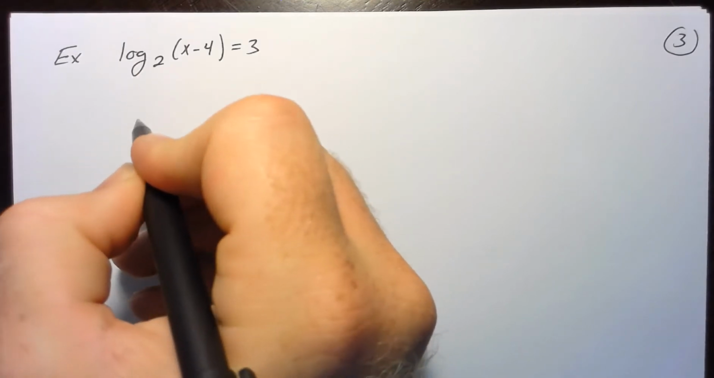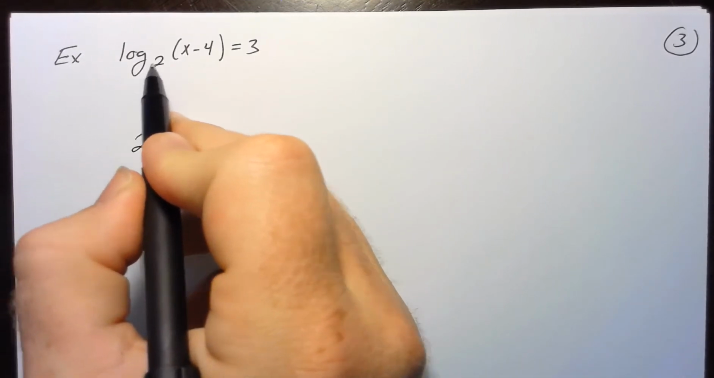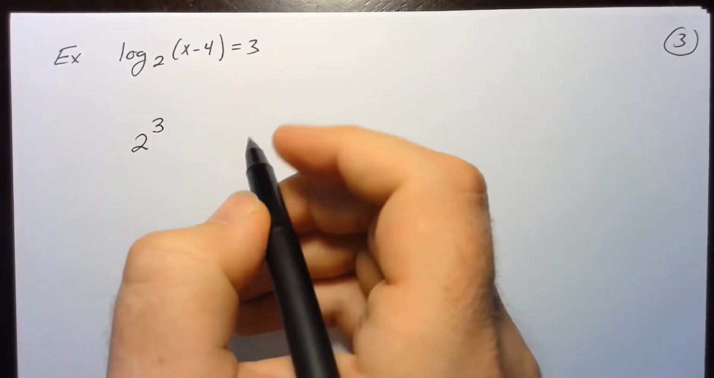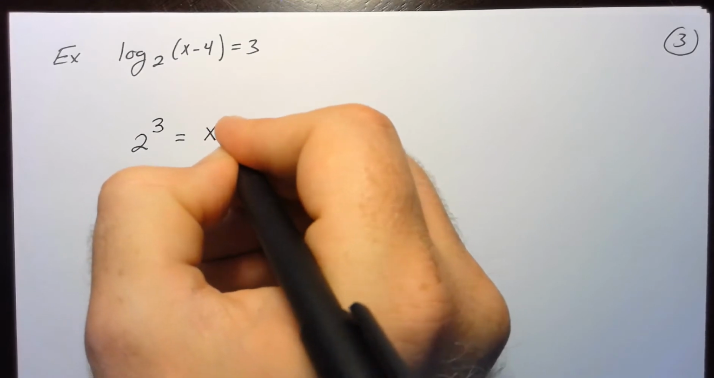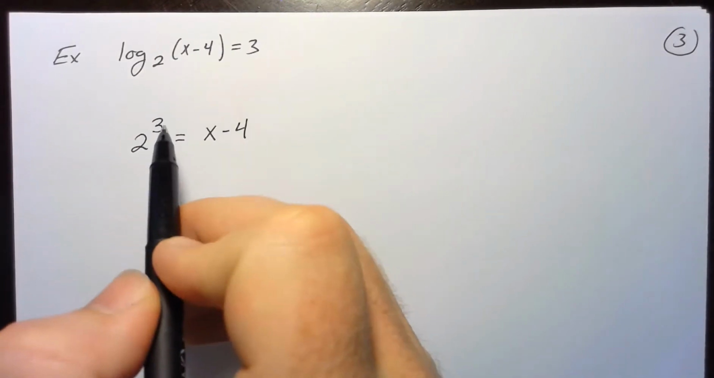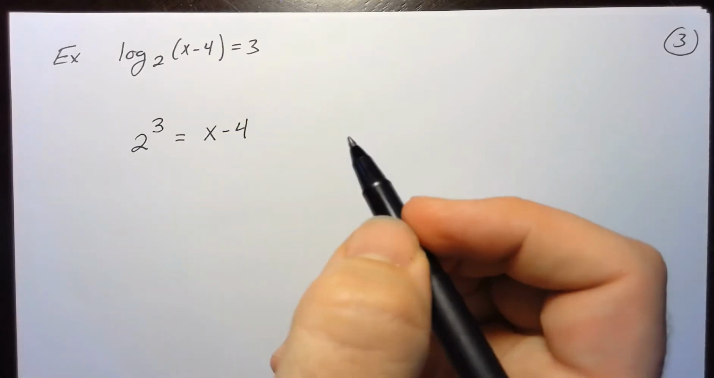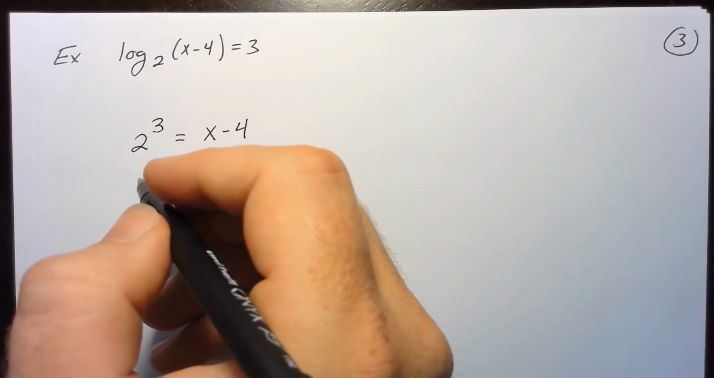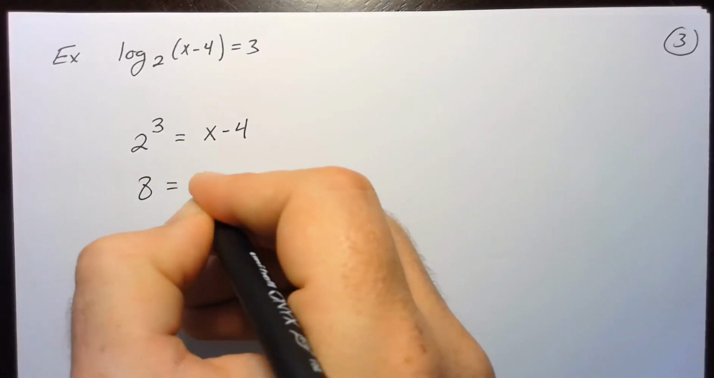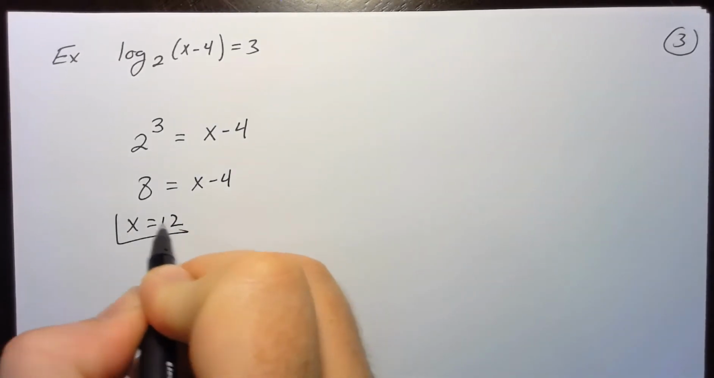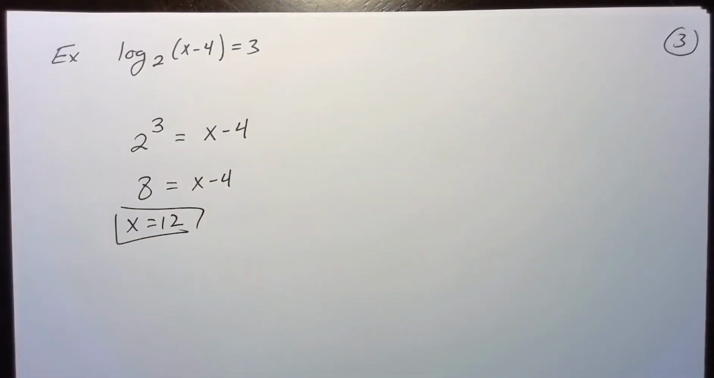First thing I'm going to note is the base of this log is 2. I know that every log is equal to an exponent, so the exponent on that base is 3. And then everything inside that log becomes the other side. So again, base of 2, every log is equal to an exponent, so 2 to the power of 3 equals x minus 4. Well, 2 to the power of 3 is 2 times 2 is 4, times 2 is 8. 8 equals x minus 4, and therefore if I'm adding the 4 to the other side, I get x equals 12. And that's it. All you have to do is change the form.